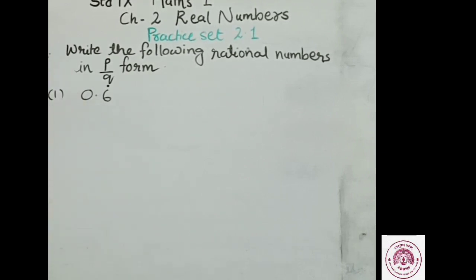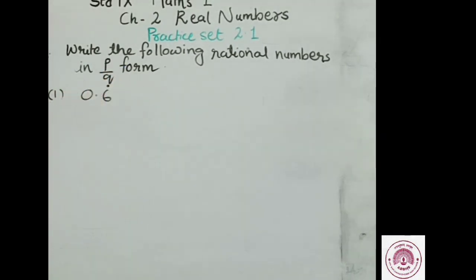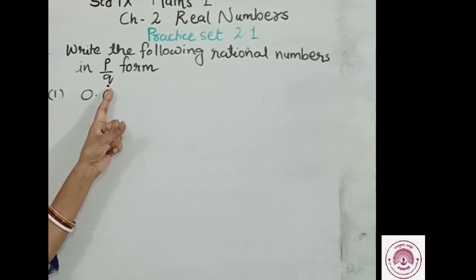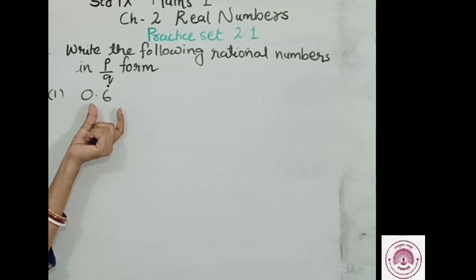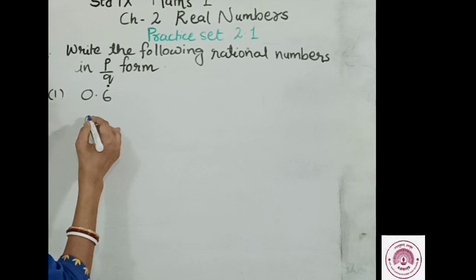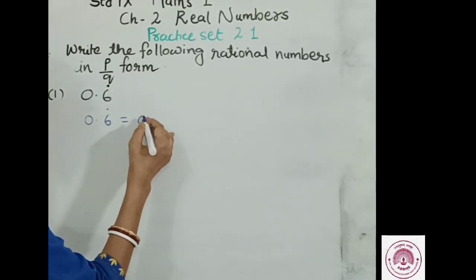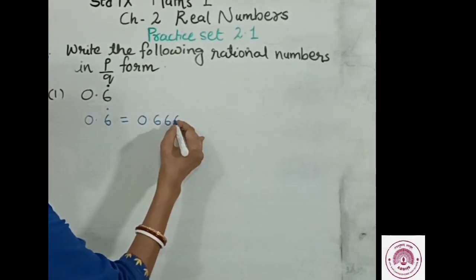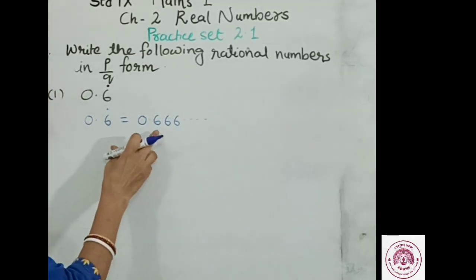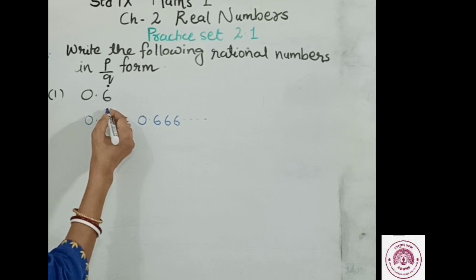Now let's see question number 3. Write the following rational numbers in p by q form. The first one here is 0.6 with a dot on top of 6, which shows that this digit 6 repeats. So 0.6 dot is equal to 0.666 and so on. That means this 6 is repeating, and we show it with a dot on top of 6.